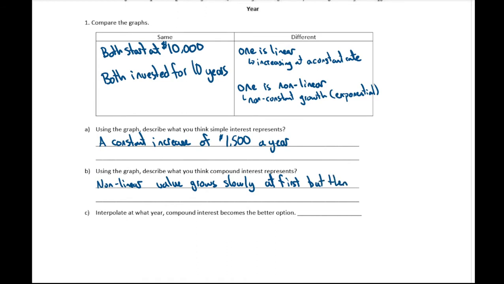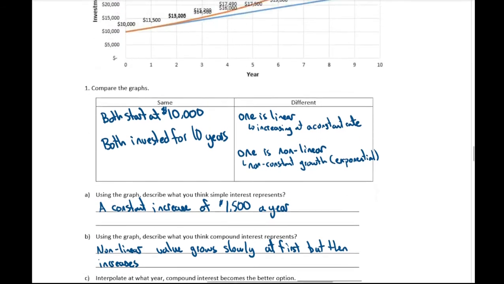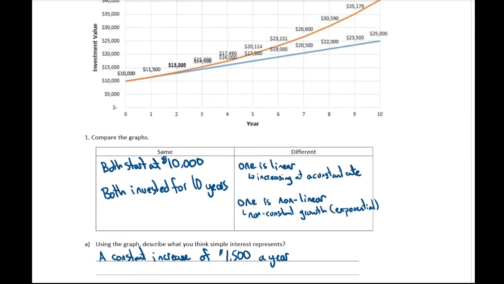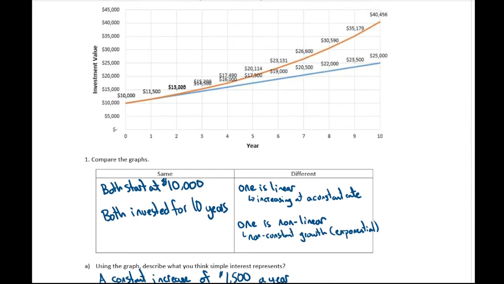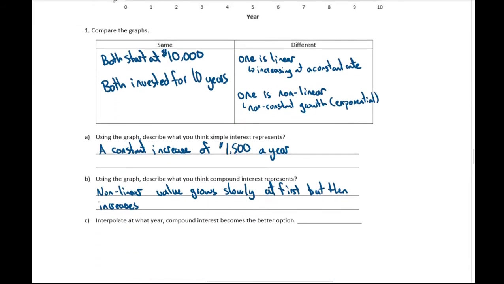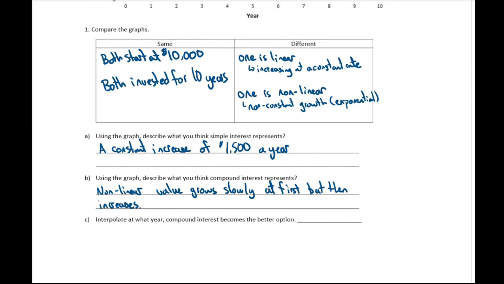But then increases. Right, we see that kind of slow growth and we see it start to separate, and then eventually it's increasing by quite a bit every single time. Right, you can see the rate of change is different every year, or what we're changing by every year is different. Again, using those terms that we're familiar with.